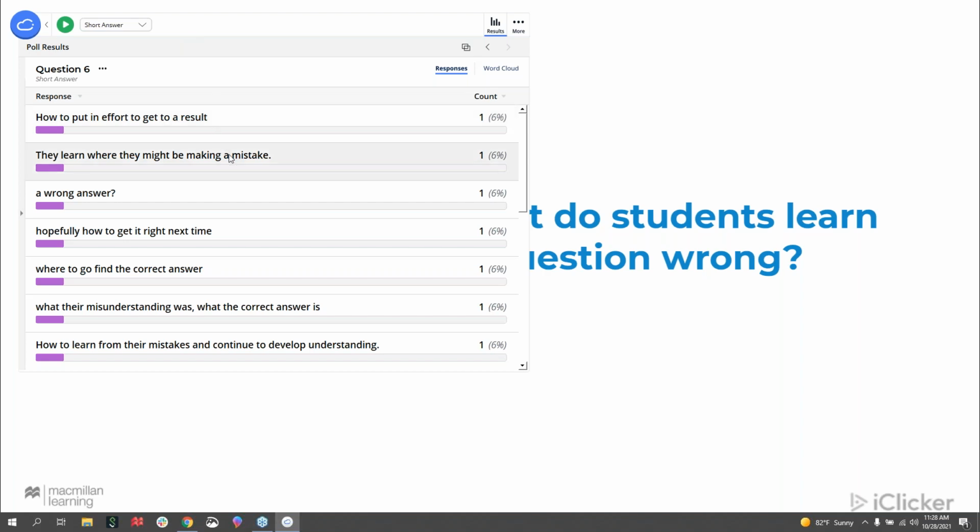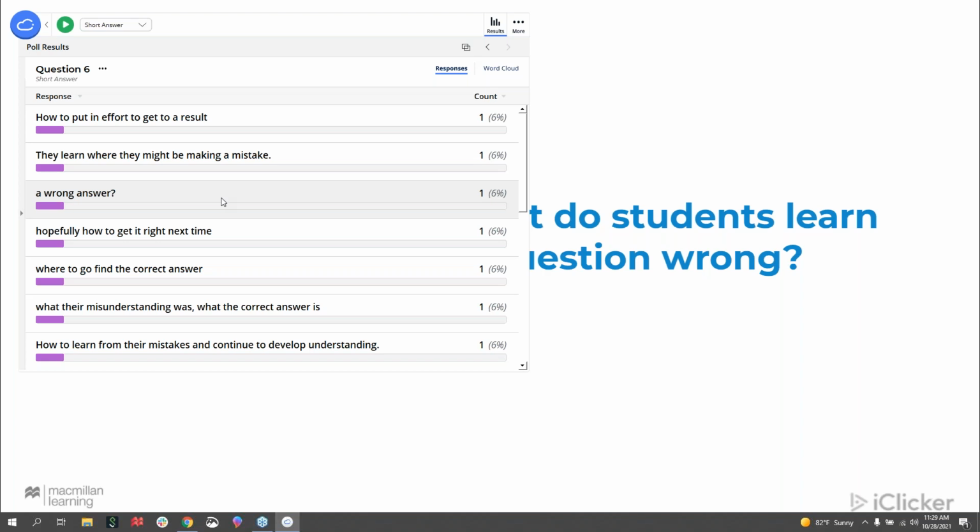They learn where they might be making a mistake. So this is a really great use for iClicker questions, especially. One of the things that you can do with iClicker questions is when you write a multiple choice question, make one of the answers, or all of the answers, wrong answers, ideally wrong answers that students find super, super tempting, to give you that opportunity to say, hey, if you picked B, I understand why you picked B. Let's walk through the process that you used to get to B, and I'm going to show you where that mistake is.